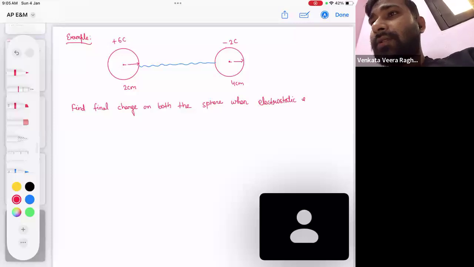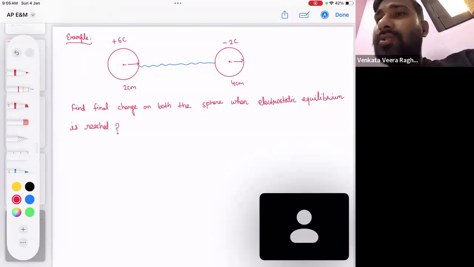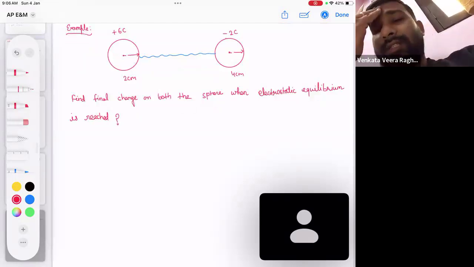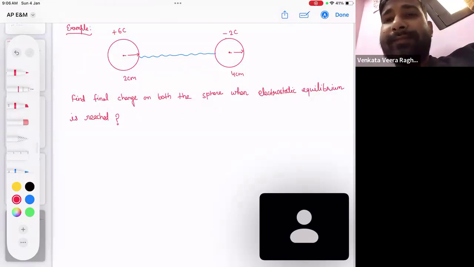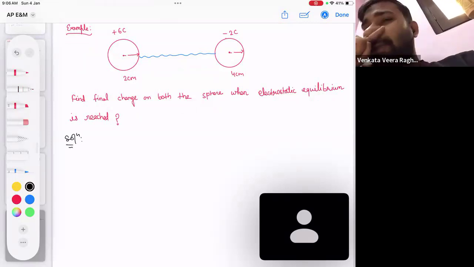Okay, equilibrium is reached. So please tell me what will happen. What will be the charge on these two spheres when electrostatic equilibrium is reached? Will you try this once? Please tell me. Not a very difficult question. Please tell me, all of you, can you do it?